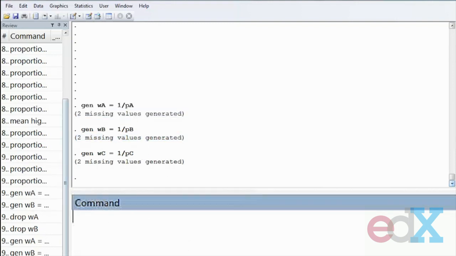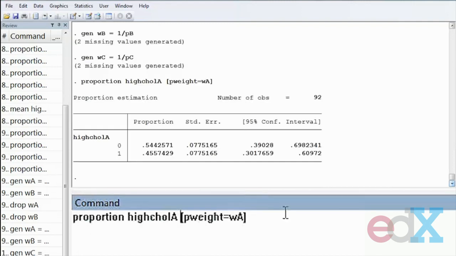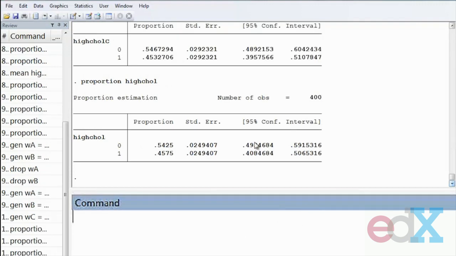So once we've generated these weights, let's run the proportion command again. You could either survey set your data as we learned how to do previously, or you could just say proportion, high cholesterol A, and then in the brackets type in your probability weights. P weight equals WA. And you could do the same thing for scenarios B and C, and for the total population of 400.